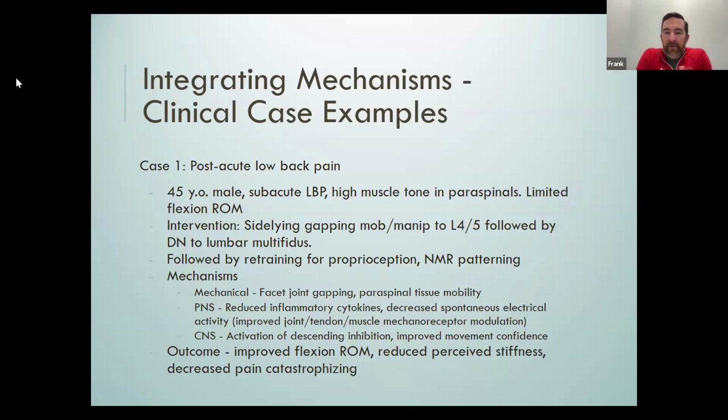So we do a sideline gapping mob or manip to L4-5, and then follow that up with some dry needling to the lumbar multifidus and paraspinals. In this case, we can do it with stim. And then that opens up that window that we talked about earlier, that brief, temporary therapeutic window, where we follow that up with some retraining for proprioception and some neuromuscular patterning.